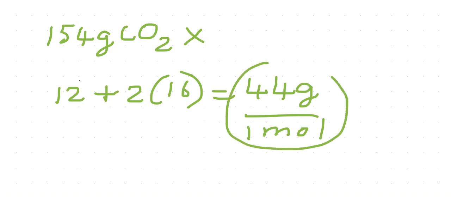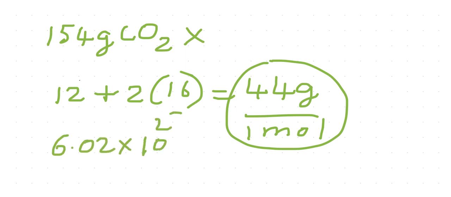What this means is that if I were to take 1 mole of CO2, which is a lot of CO2 particles, essentially that will be 6.02 times 10 to the 23 CO2 particles, and if I were to weigh that many particles, it will have a mass of 44 grams.